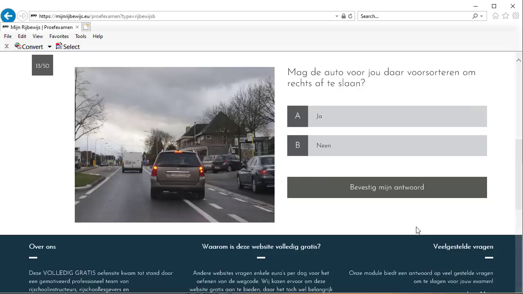Is the car before you allowed to sort itself on this lane to turn right? Option A is yes, option B is no.